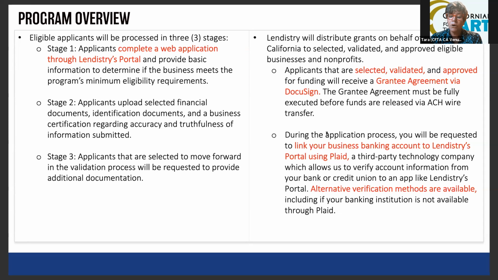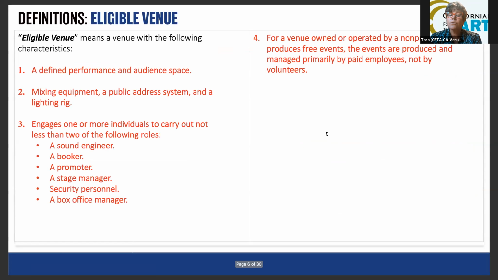The next thing I wanted to let you know is that there are several layers or areas for the application. When you get your application in, it'll say pending validation, and that means that it's in and it's waiting. Then you'll be selected, then you'll be validated, and if you're approved, you'll have a grantee agreement via DocuSign. There will also be a requirement to link your business banking account to Lendistry through their Plaid portal. If you cannot do that, there are methods to do that in your eligibility.